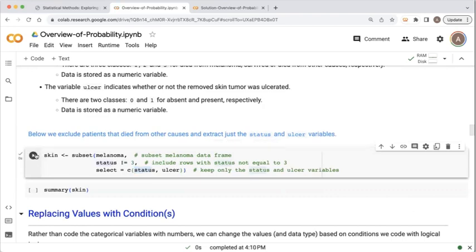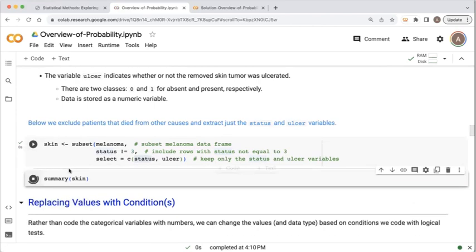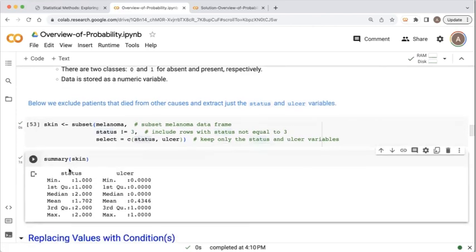I'm going to run this command. We're not going to see any output. It saved everything to this new data frame that I called skin. And now we can summarize that resulting data set. We can see here we've just kept these two variables. And in status, we only have groups 1 and 2. Status group 3 has been excluded from this data set.